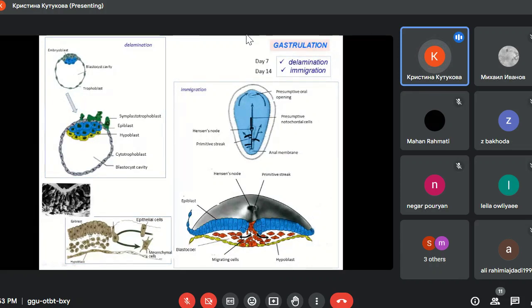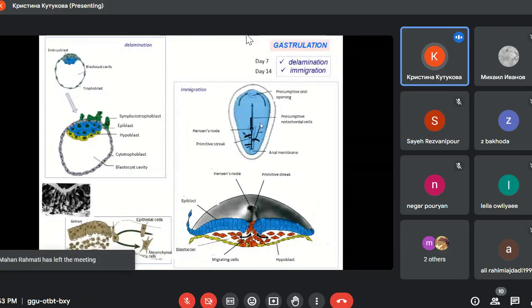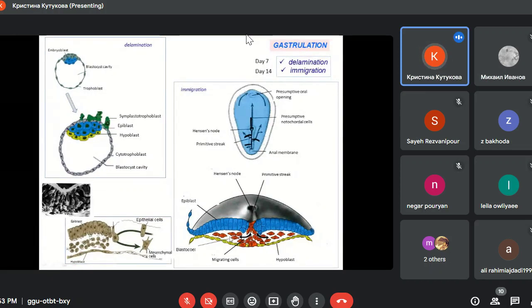Some of these cells migrate through the primitive streak, which is this line. The direction of this migration process is shown with these arrows. So the cells go from the periphery towards the midline, then they go inside between epiblast and hypoblast, and then they move towards the frontal end of the embryo and toward its side ends laterally. And this is shown here. The cells move laterally.